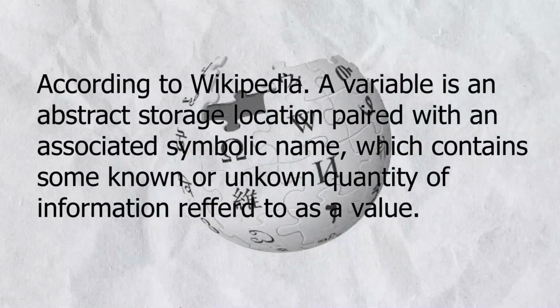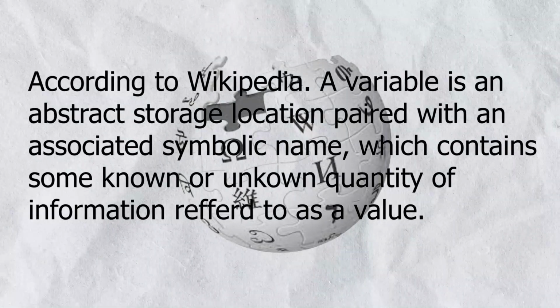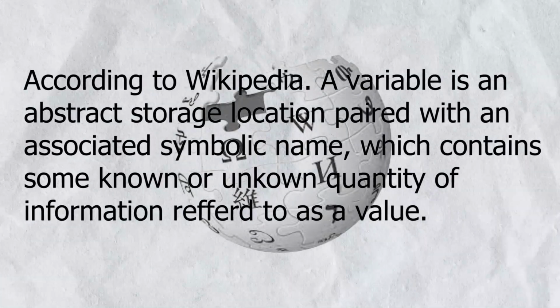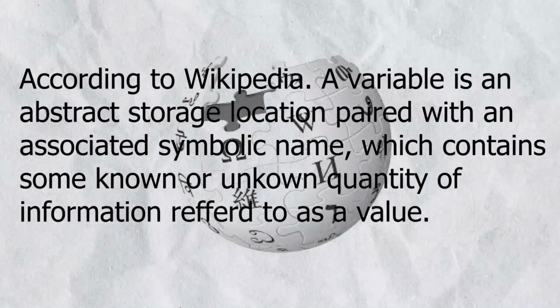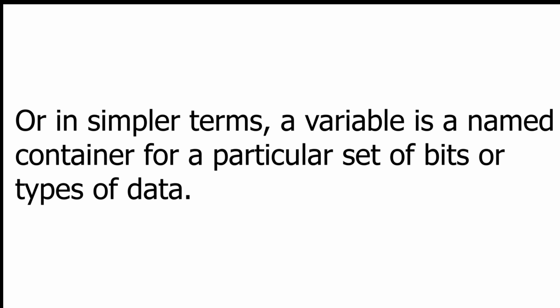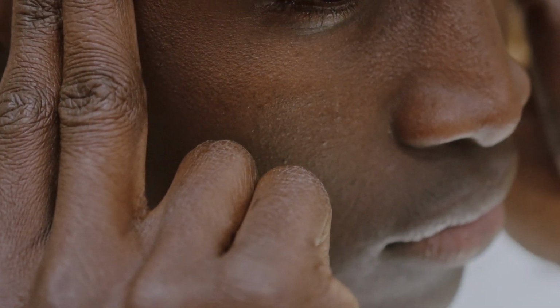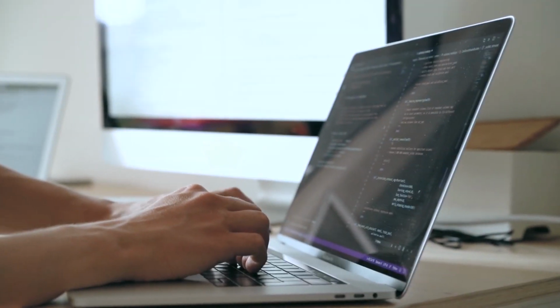According to Wikipedia, a variable is an abstract storage location paired with an associated symbolic name which contains some known or unknown quantity of information referred to as a value. In simpler terms, a variable is a named container for a particular set of bits or types of data like integer, float, string, etc. Well, if you don't understand the variable definition, don't worry, I will break the definition down with an example.